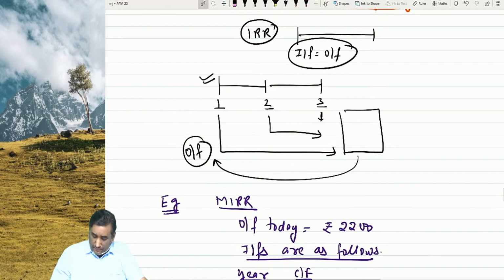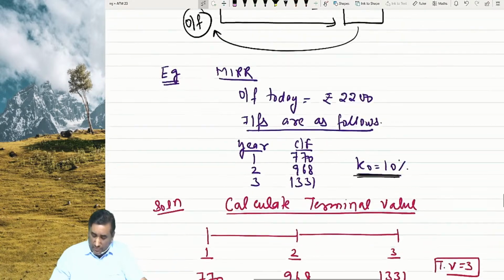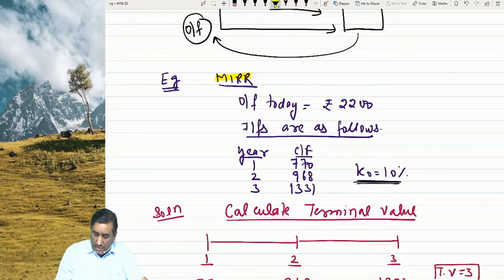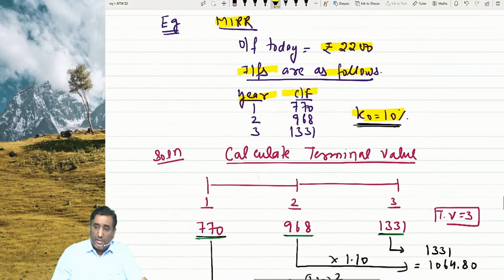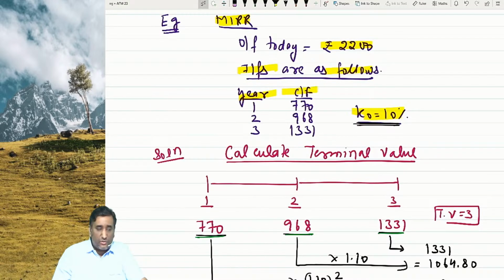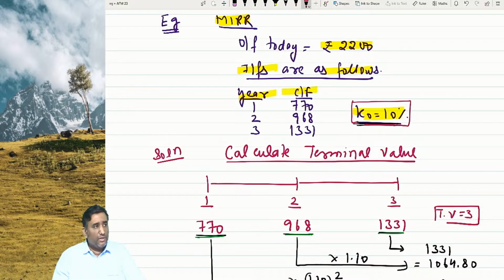Basically, what we do is, let me take the help of the data only. Modified IRR. Outflow today 2200. Inflows are as follows. Cash flow year 1, 2, 3. These are the cash flows. Discount rate is 10. Actually, he should have given a reinvestment rate. If nothing is said about the reinvestment rate, we assume it will be reinvested at the rate of the Ko. IRR had some problem and there used to be a dispute between the IRR and NPV, and because of that, we used to move to the modified IRR.